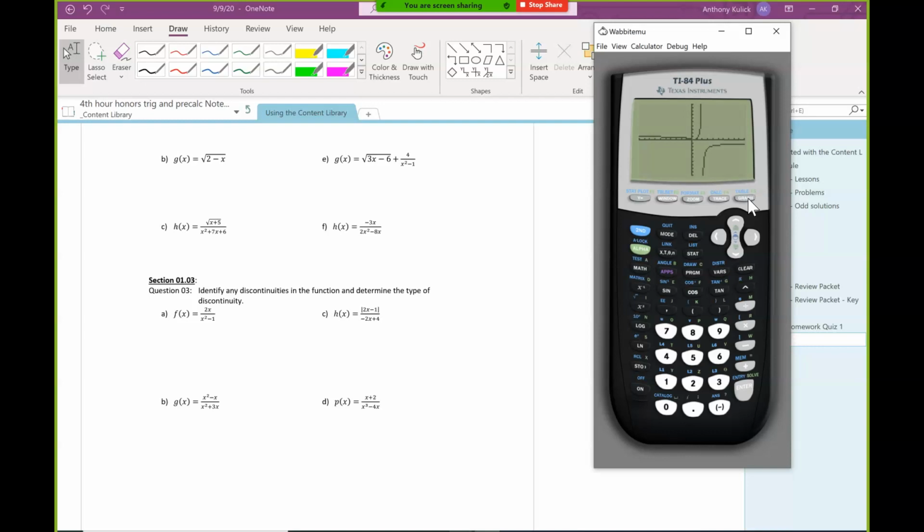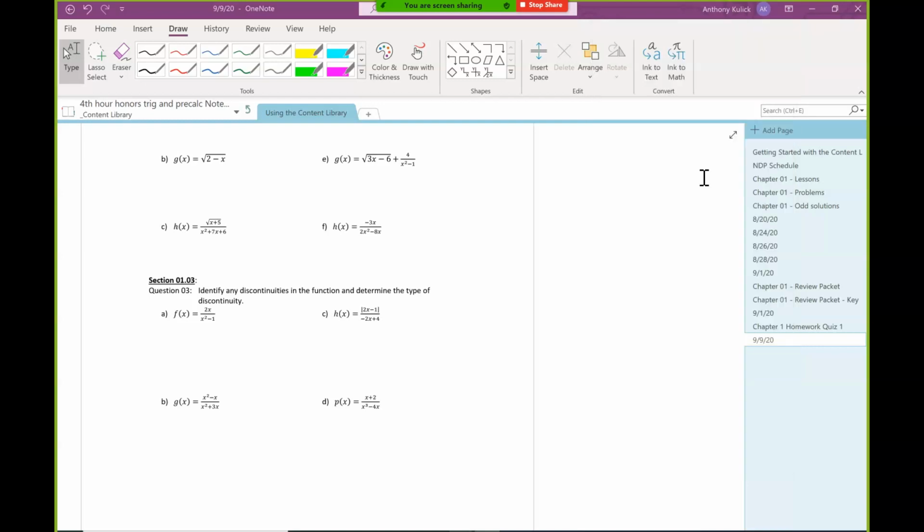So if I look at this, I see one discontinuity. It's right here. You agree with that? That type of discontinuity is an infinite discontinuity. That looked like at x equals 2.